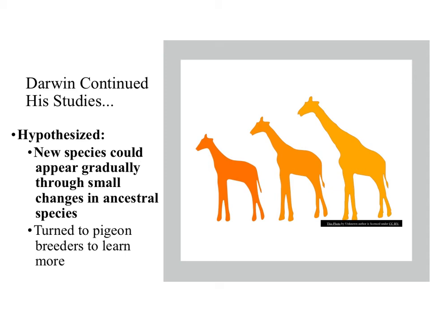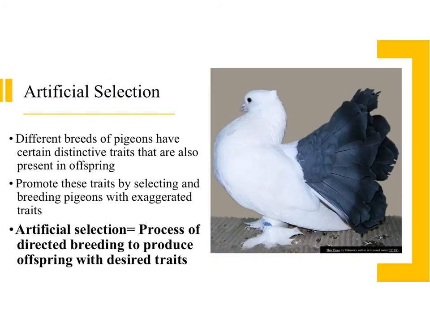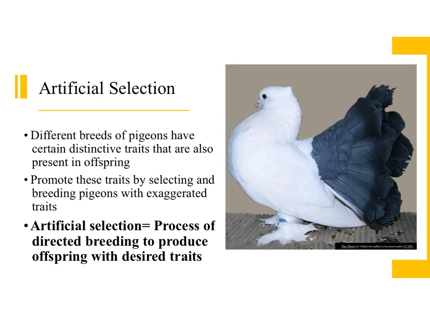Now, this was just a thought from Darwin, right? He was still super interested, super curious, and so he wanted to learn more. So he turned to pigeon breeders to learn more about different types of selection and how you get certain traits in offspring. Okay, so Darwin talked to lots of different pigeon breeders, and he learned that different breeds of pigeons have certain distinctive traits that are also present in offspring, okay?